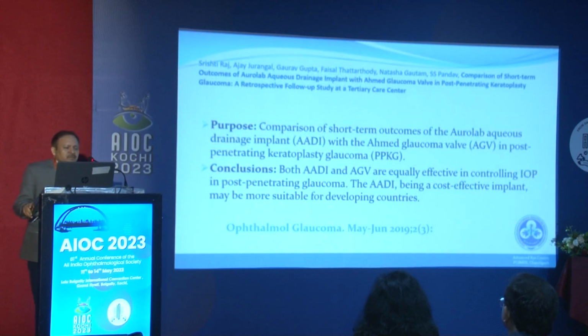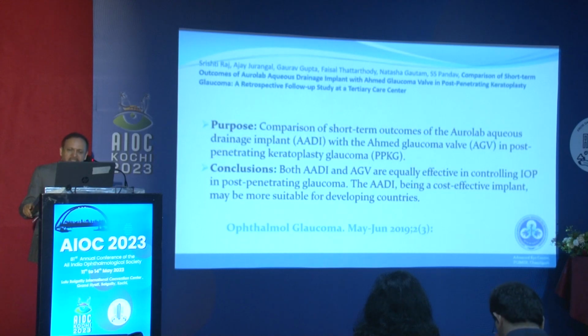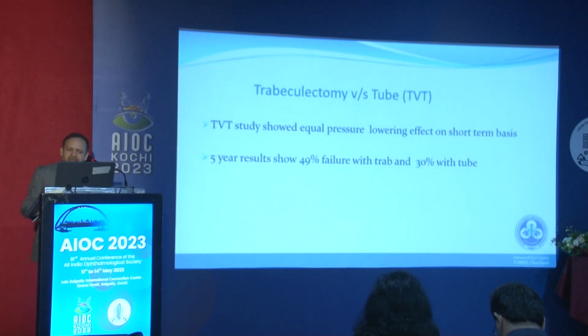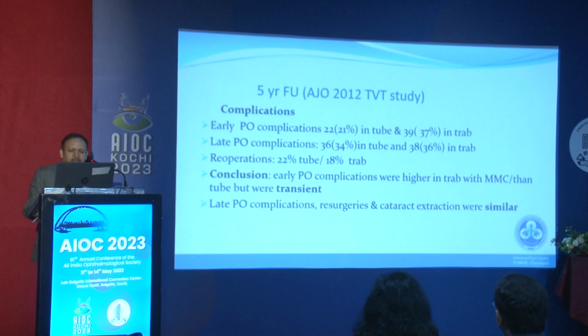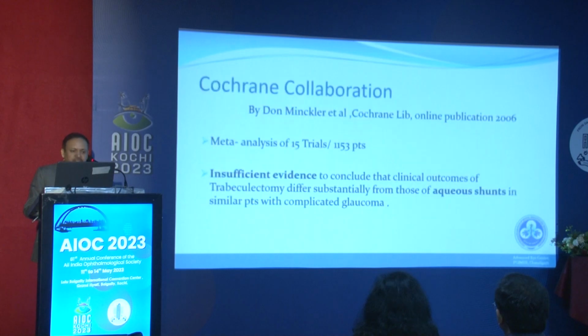This was our retrospective study comparing ADI versus AGV, and the outcome was that both are equally effective, but considering the cost factor, ADI was well placed. This TVT study shows an equal pressure-lowering effect on a short-term basis, and 5-year results show 49% failure with trab and 30% with tube. Early complications were more with tube, and late complications were almost equal; late complications like resurgery and cataract extraction were similar in both.